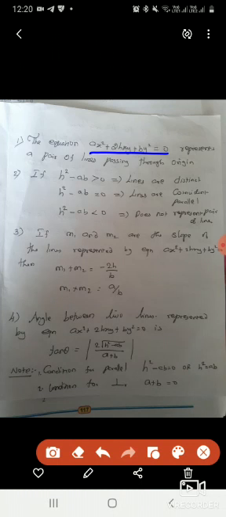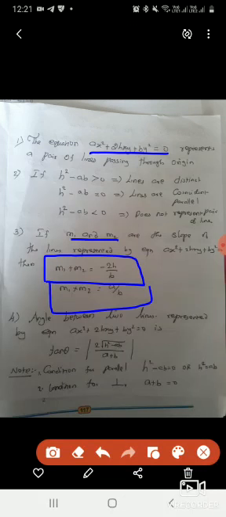Now this line is given. What is the slope of the line? Here there are two slopes. In the previous case we have seen a single line, single slope. Here there are two slopes, one is m1, another one is m2. Here we can't find them out separately because a combined equation is given. But we know the relations: the sum of the slopes of the two lines, m1 plus m2, is equal to minus 2h upon b, and the product of the slopes is a upon b.